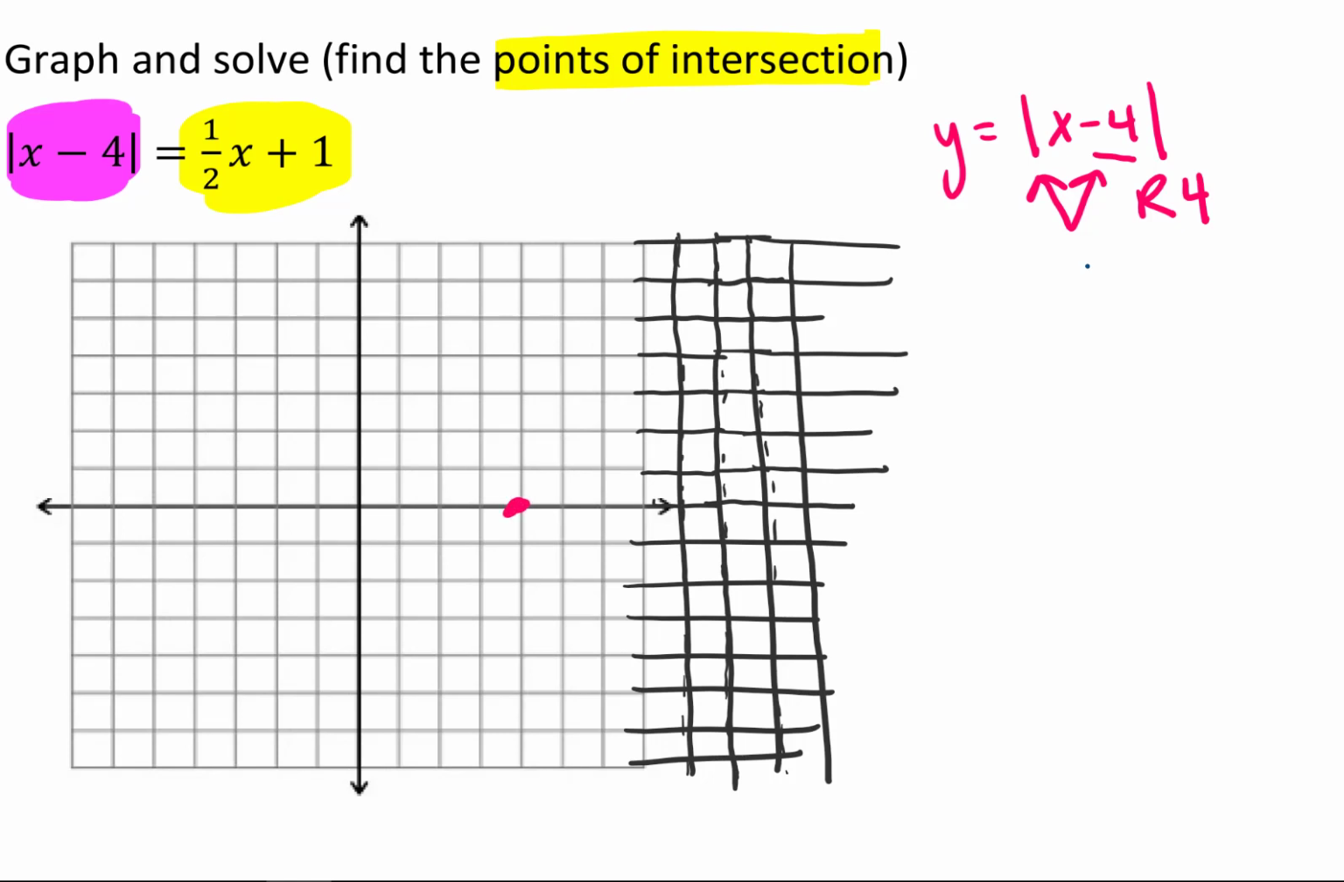Since there's no dilation, my slope is going to be 1. So I'm going to do that in both directions. There's the right-hand side of my V, and there's the left-hand side of my V. You could also use the table of values approach that we've done before.